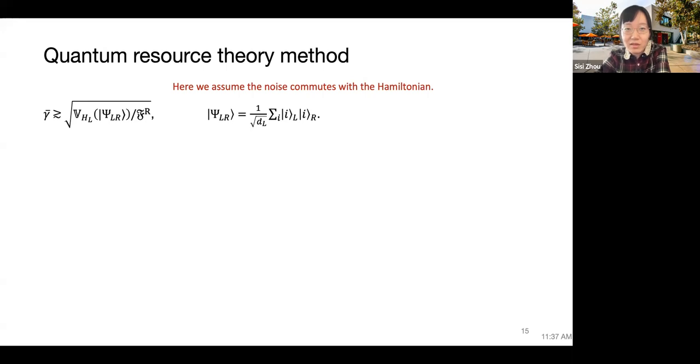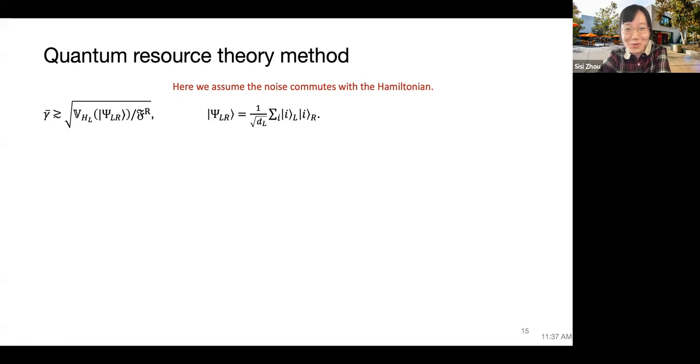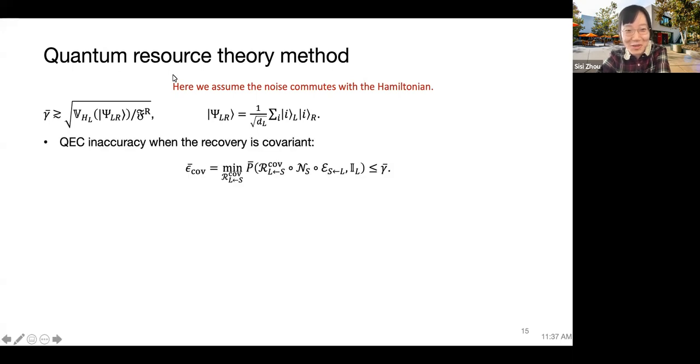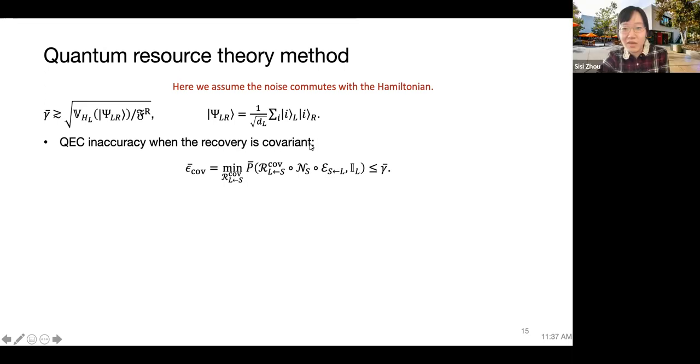Oh yeah, so basically the point is if we just consider the recovery channel as a covariant channel. So basically the resource theory is taking all covariant channels as free channels. And if we assume the recovery channel is covariant, which is basically free, then the QEC inaccuracy is actually not going to be epsilon. It's actually going to be like gamma, basically lower bounded by gamma.